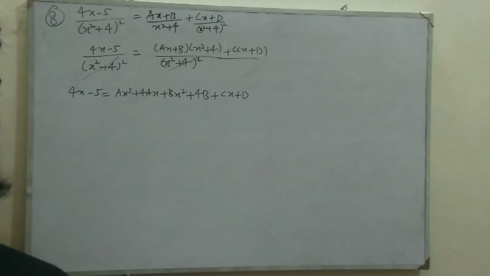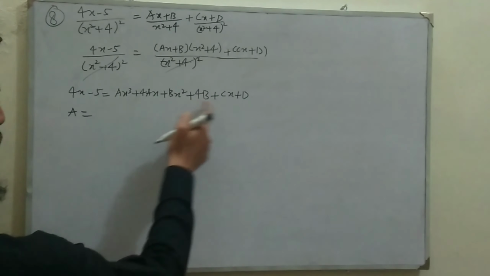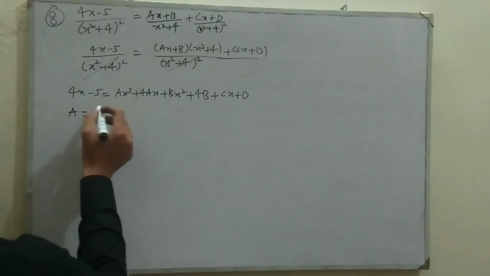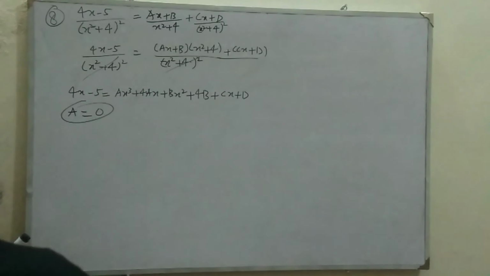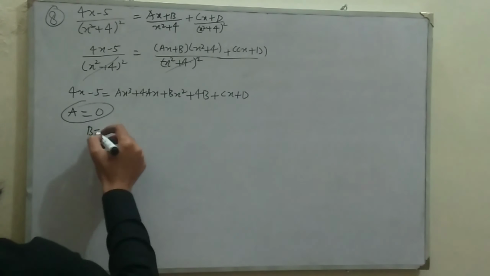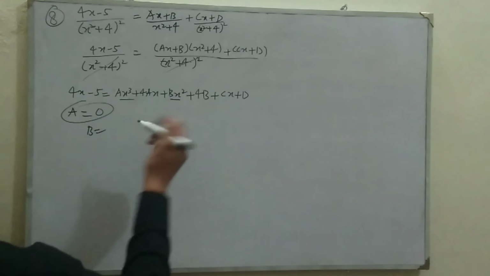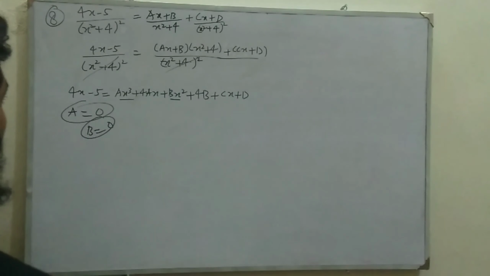Now we are comparing the coefficient of x cube on both sides. On this side the coefficient of x cube is a, and there is no coefficient of x cube on this side, so a is equal to 0. And on this side the coefficient of x square is b. There is no coefficient of x square on the other side, that's why b is equal to 0.